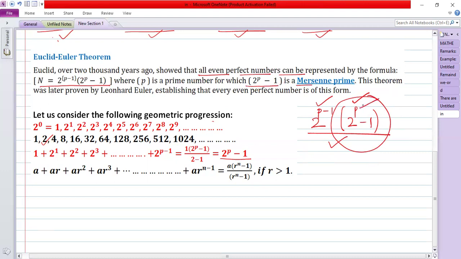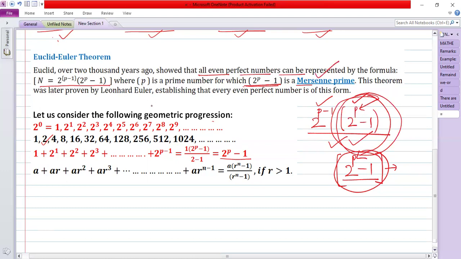I repeat, p is a prime number so that 2 raised to power p minus 1 should also be a prime number. This is very important here. Prime numbers of this type, 2 raised to power p minus 1, where p is also a prime number, are known as Mersenne primes.